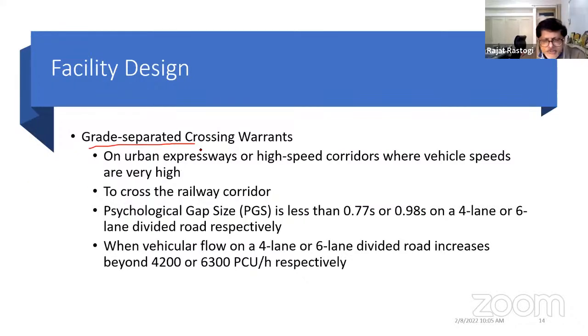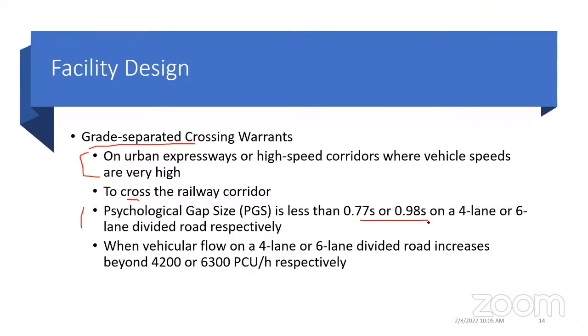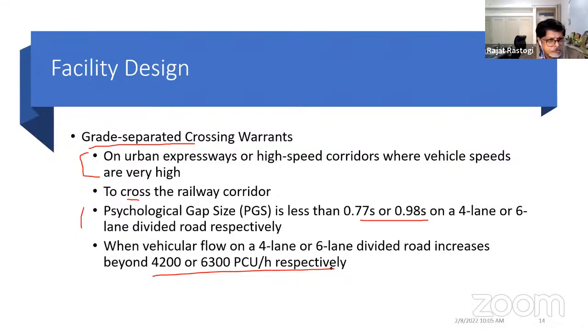Separately, it also speaks of the grade separated crossing warrants. It says that of course, for an urban expressway or high speed corridors where the vehicle speeds are very high, the speeds can be taken from the previous one where we were talking about 40, 60, or 80 kilometers per hour. And if there is a railway corridor that you have to cross, in that case also you should have a railway over bridge. Then if the psychological gap size is reduced a lot and it is 0.556 seconds for a 2-lane and 0.77 or 0.98 seconds for a 4-lane or a 6-lane divided road respectively, then we should go for a grade separated crossing location. Or it also speaks in terms of the volume.